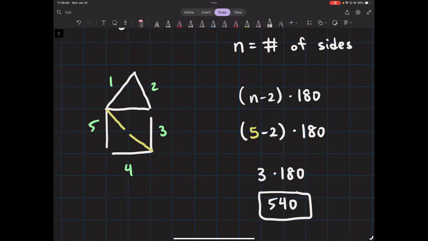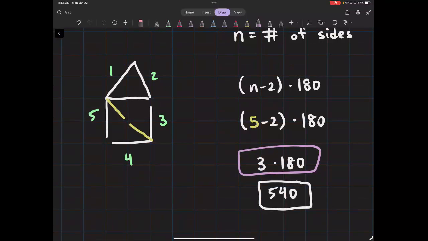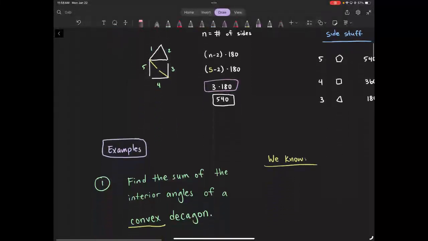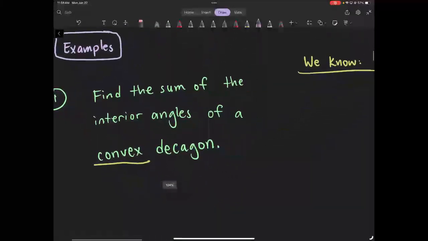Because don't you see the correlation? You said 3 triangles, right? You see this step right here? Yeah. 3 times 180. It will give you the sum. You see it? Does it make sense? Yeah. Okay. Here's the first example. Copy that down.